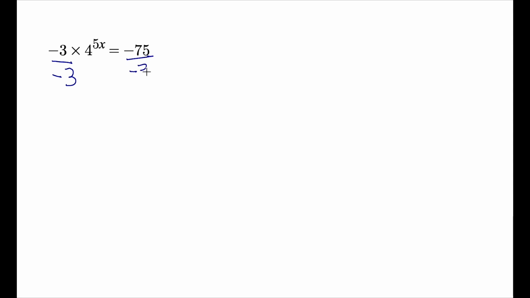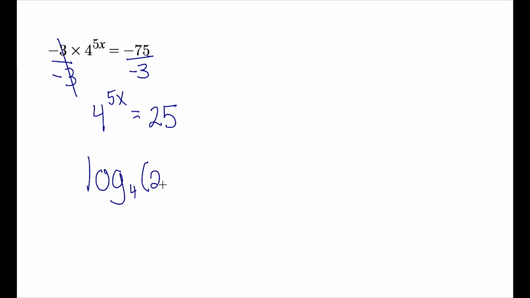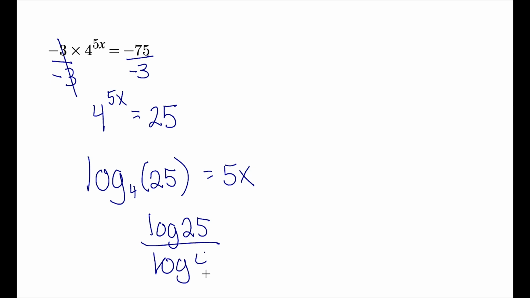Divide by the coefficient to get 4 to the 5x equals -75 divided by -3, or positive 25. Next, write into logarithmic form. Log base 4 of 25 equals 5x. Change of base here would result in log of 25 over log 4.